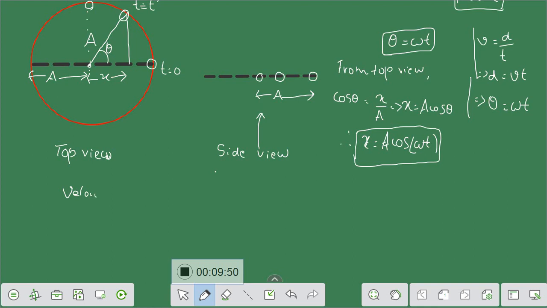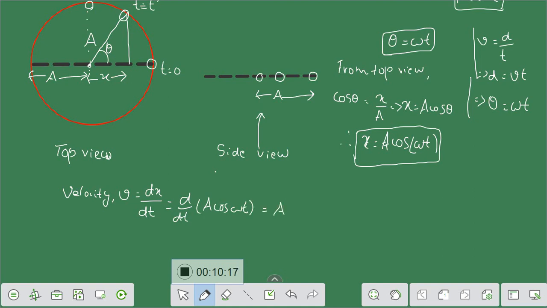So that means it would be nothing but d/dt of a cos omega t. Now if we do that, a is a constant, we can take it out. And when we take differentiation of cos function, we should have a minus sign, so I'll put a minus, and d/dt of omega t would become omega, and then cos function will become sine function. So it is sine omega t.